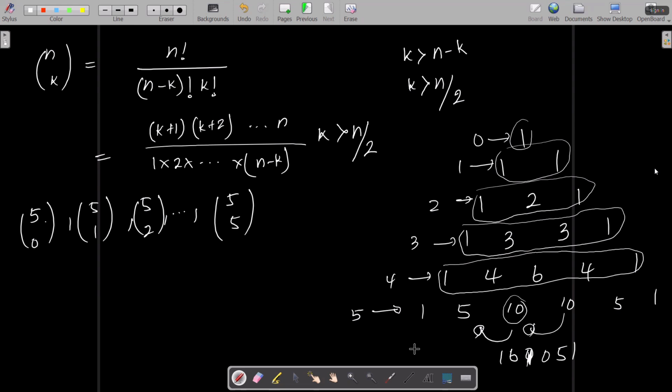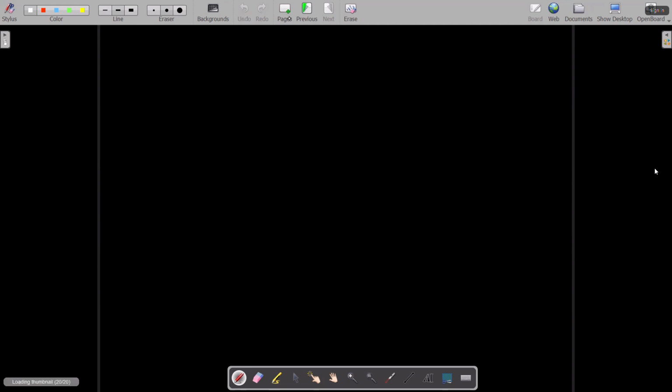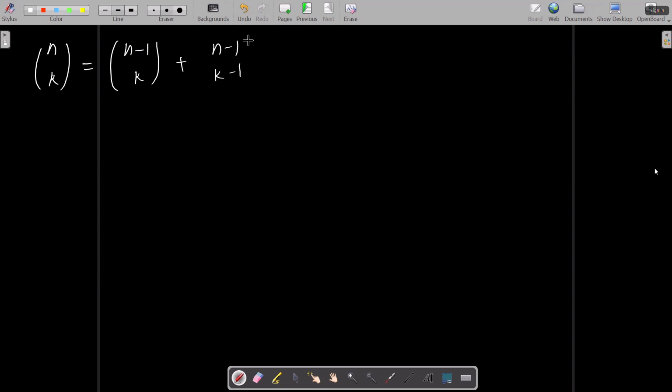So this contains the binomial coefficients, and there is an interesting recursive formula to calculate binomial coefficients, and it can be explained in a very interesting manner. The recursive formula is this. So how to explain this? The explanation is the most interesting part.